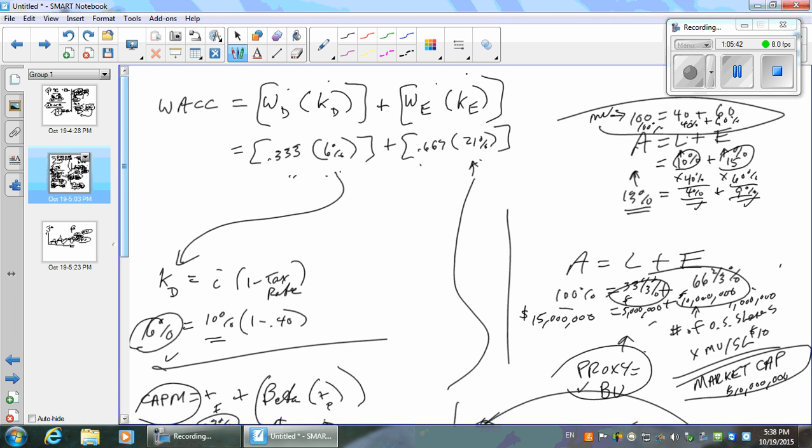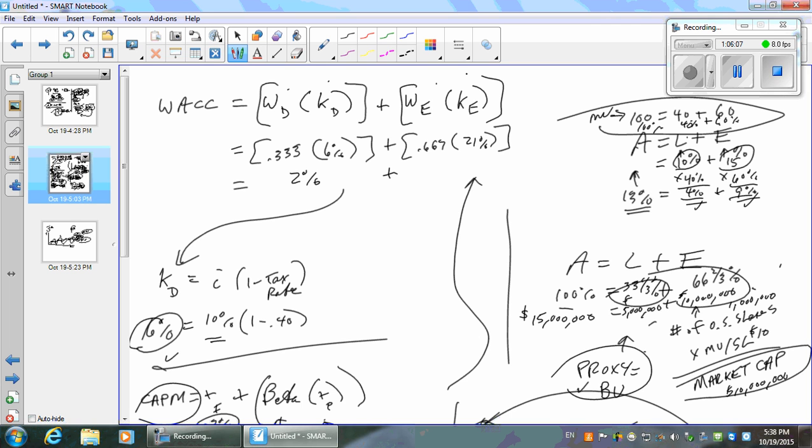What is the WACC for this company? 0.333 times 6%. What is that? Now these numbers mean nothing, you guys. We're just doing it for computation. The weight of the debt times the cost of the debt is not really going to be anything other than just a factor, okay? What's going to matter is the WACC we're going to get over here. So what's 1/3 of 6%? I think it's 2%, is it?